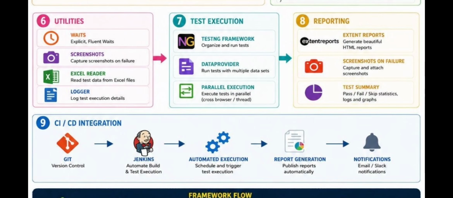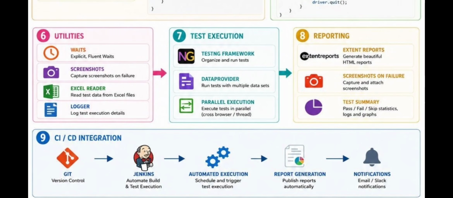The sixth stage comes with respect to the utilities. Here we'll have utilities for handling waits, handling screenshots, Excel reading and logging. In the seventh stage, we discuss test execution. We use the TestNG framework for organizing and running the tests, and we use a data provider for running the test with multiple data sets. We perform parallel execution, where we execute the tests in parallel either via cross browser or via thread mechanism.